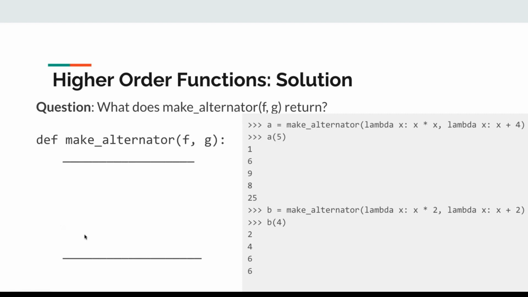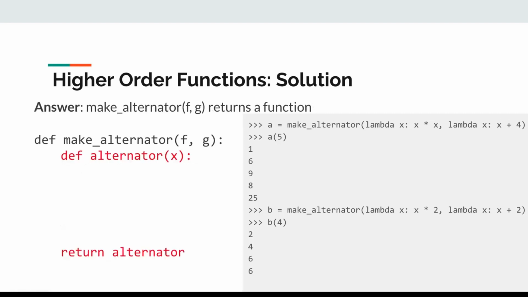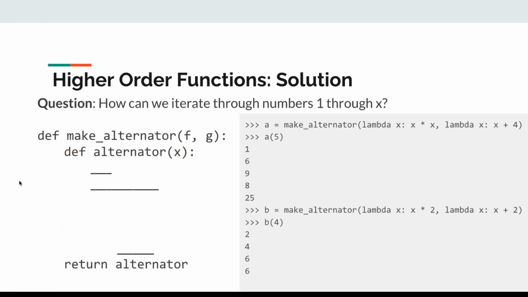Perfect. So that means that on this line here, we need to define our inner function. And on this line here, we need to return that inner function. Yeah, like this. So that's the answer to our question. make_alternator returns a function. And then our next question is, how can we iterate through the numbers 1 through x?